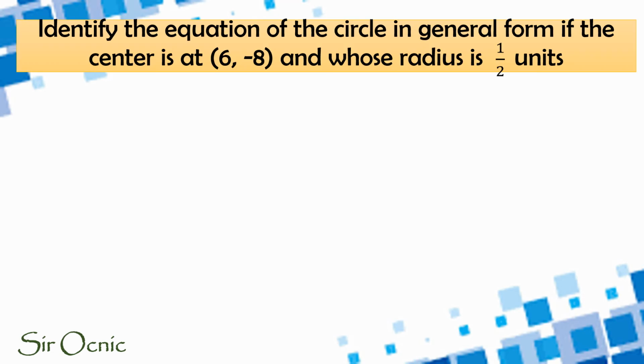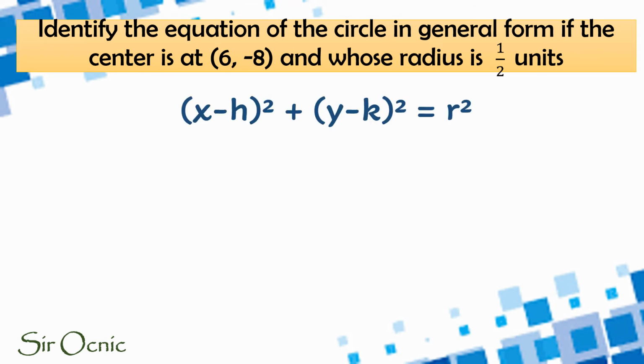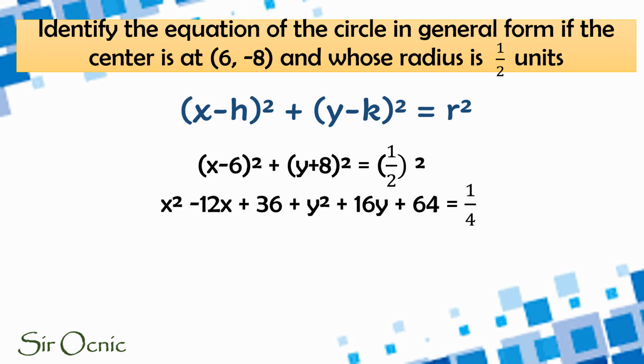Identify the equation of the circle in general form if the center is at (6, -8) and whose radius is 1/2 unit. Rewriting the equation in center-radius form, using the values of h, k, and r, that is (x - 6)² + (y + 8)² = (1/2)². Expanding the two squares of binomial, that is x² - 12x + 36 + y² + 16y + 64 = 1/4.